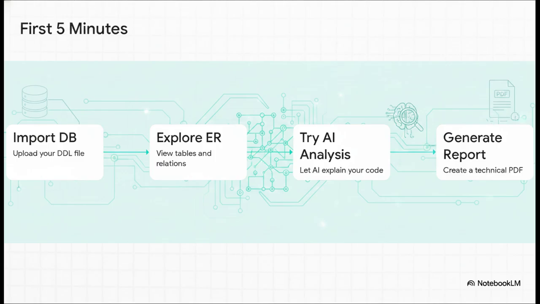And the quick start track proves this immediate value through 4 super simple steps. Step 1, you just create a new project and import your data definition language, or DDL file. Step 2, you instantly explore the generated ER schema with all the relationships already connected. Step 3, if you've uploaded code, you can run an AI analysis to see exactly what that code is up to. And finally, step 4, with just a few clicks, you generate your first technical report. It is a completely frictionless onboarding experience.